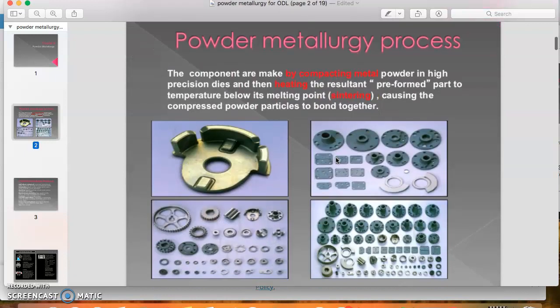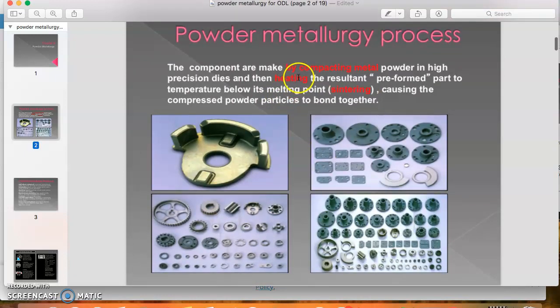Powder metallurgy is a component made by compacting metal powder in high precision dies and then heating the resultant preformed part to a temperature below its melting point. We call it the sintering process. The heating process is to increase the strength of the powder metallurgy part, causing the compressed metal powder to bond together. The words in red color mean the important processes in powder metallurgy.